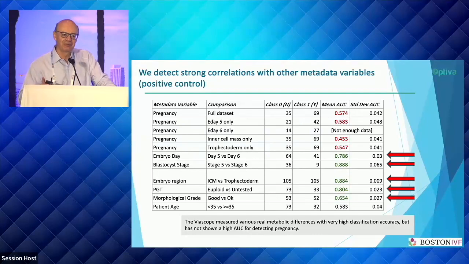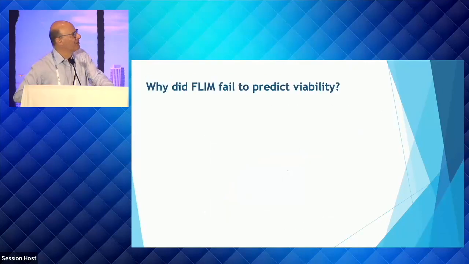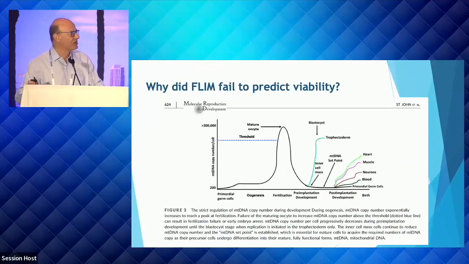The other thing that was really interesting is that, with 80% efficiency, we could tell you which one was euploid and which one was aneuploid. So we could tell a lot of things about these embryos, but we still couldn't tell you which one would get pregnant according to its mitochondrial metabolism. So why did the FLIM fail to predict viability? It could tell us so many things about embryos.